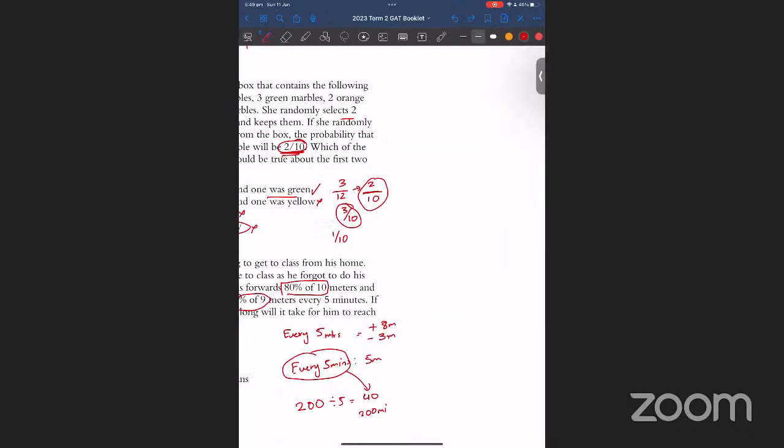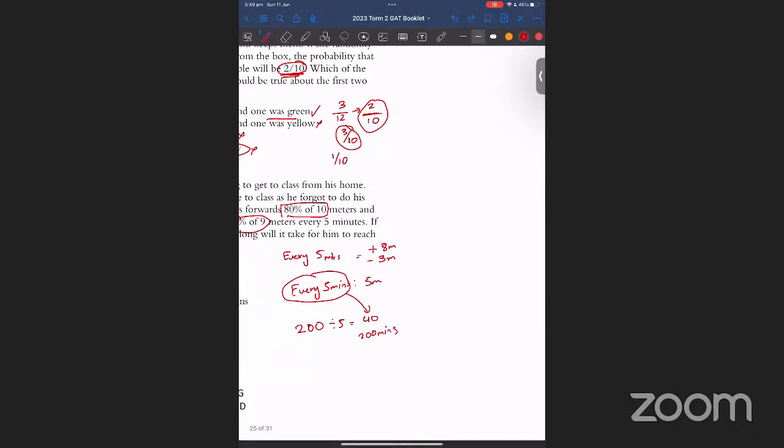If you guys didn't get that math, an easier way of doing it is this. Every 5 minutes, he walks 5 meters. So every 1 minute, he walks 1 meter. So that means 200 meters will take him 200 minutes. Do you guys understand?